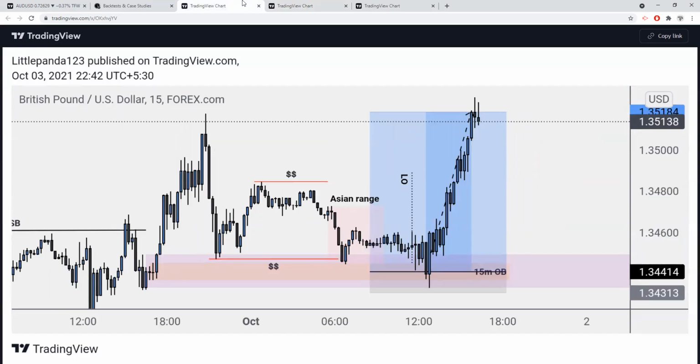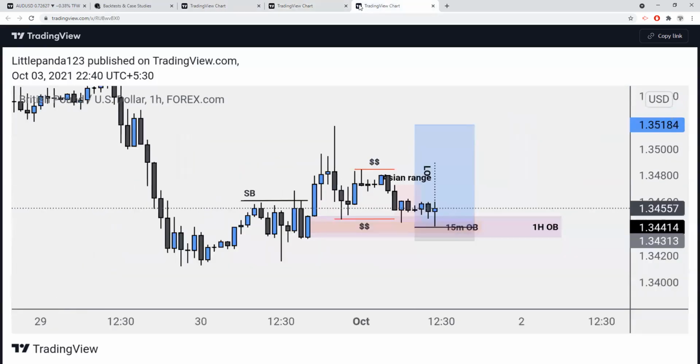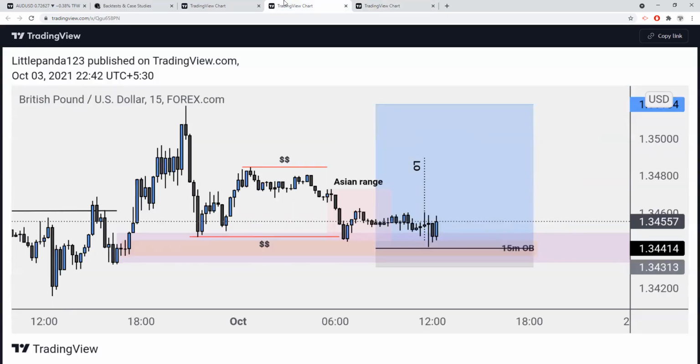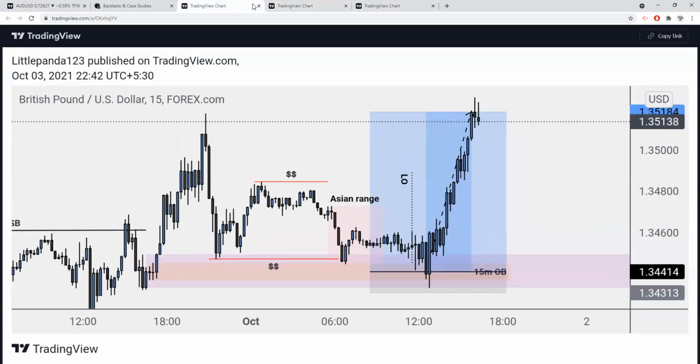Okay, and then it actually manipulated again down. And it took it like this, almost. So where is your stop loss? Is it below the 1H OB? Yeah. Okay, very good stop loss placement and very good entry as well.